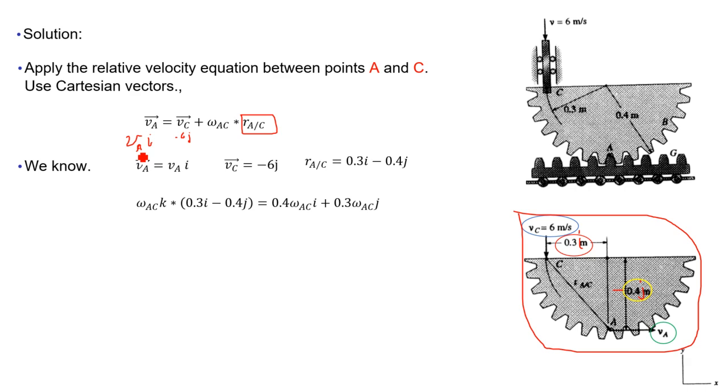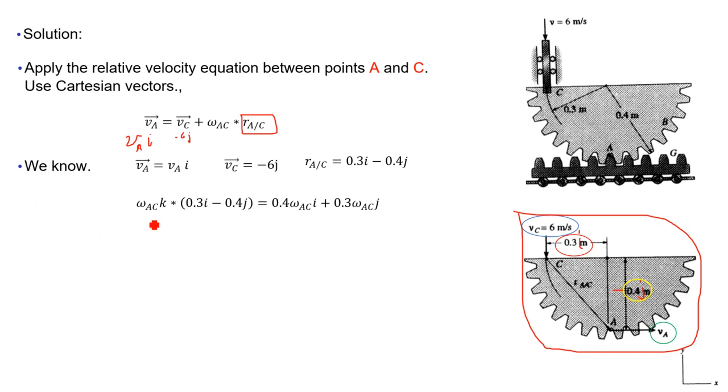So now that's what we have. The VA is VA I. The VC is minus 6 J. The RAC is 0.3 I minus 0.4 J. Why the point minus 0.4? First, the 0.3, because we're moving from the point C to the point A from left to right, so this will make it positive. While when I move from the point C to the point A, I have to go downward, and this will make it negative.